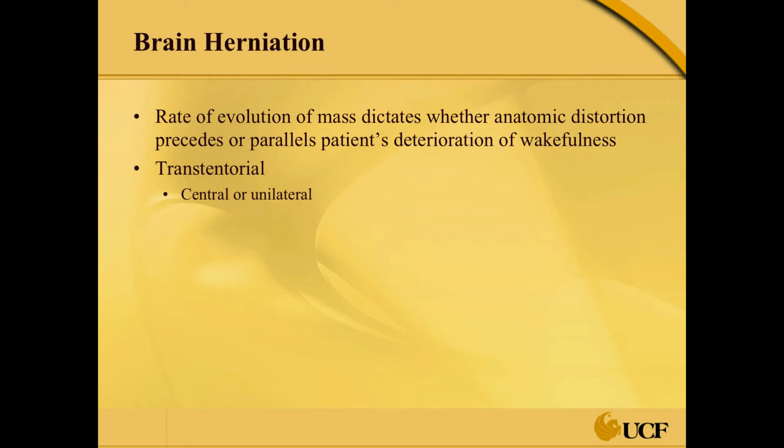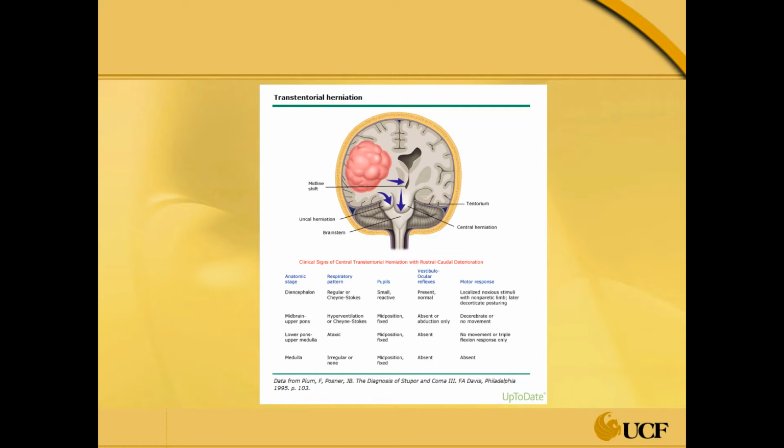So herniation, if it's transtentorial, it can actually be either central or unilateral, okay? And this is an example of transtentorial herniation. You get that midline shift, and then there are things like uncal herniation, which causes this downward compression of the brainstem and ultimately crushing of the brainstem through the foramen magnum here. There's also central herniation that can occur, and here are your clinical signs here as well.